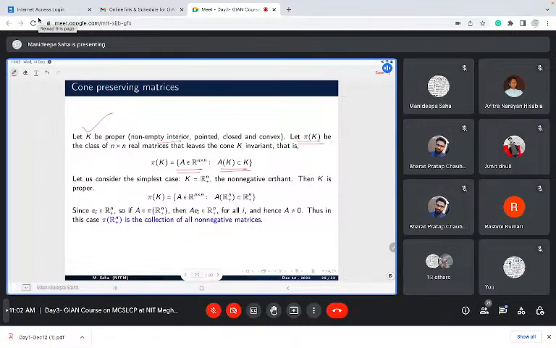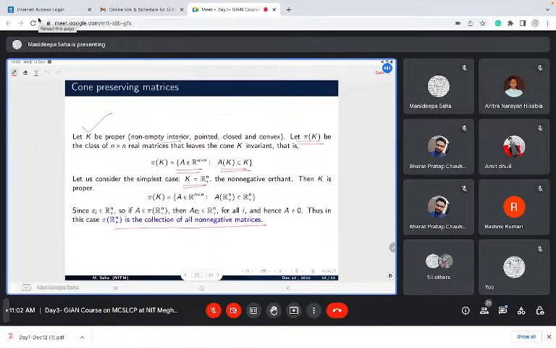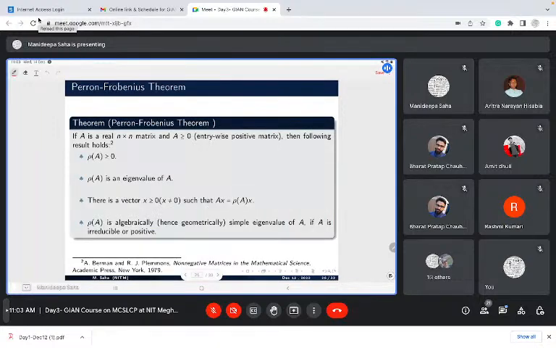Now let us see a particular case. If we take K equal to the non-negative orthant, then what is pi(K)? In that case, pi(K) will be the collection of all the non-negative matrices. This is because we can find relations between K, pi(K), and the non-negative matrices: if we choose a particular K, then pi(K) becomes the collection of all non-negative matrices. And whenever we talk about non-negative matrices, we cannot avoid the Perron-Frobenius theorem.